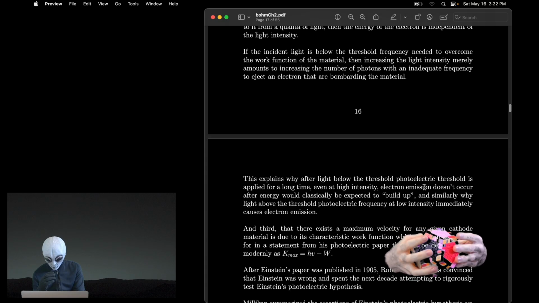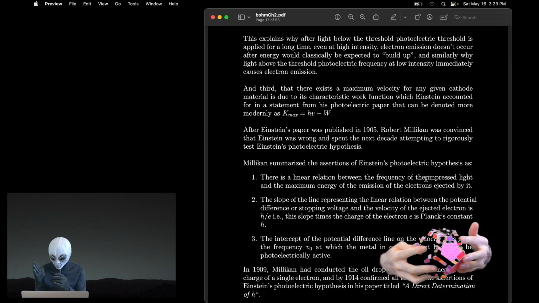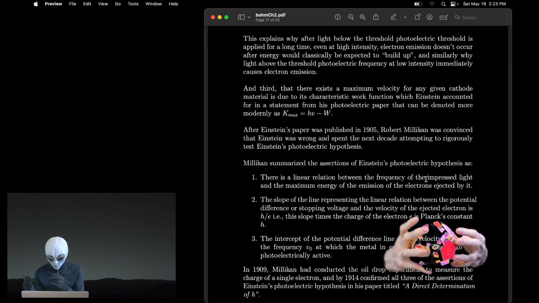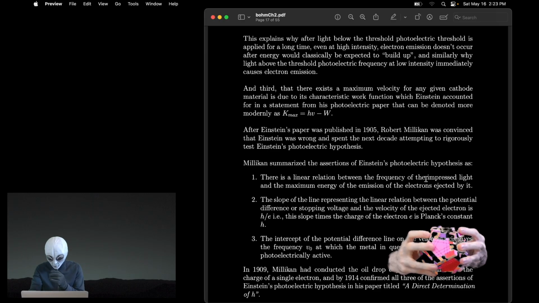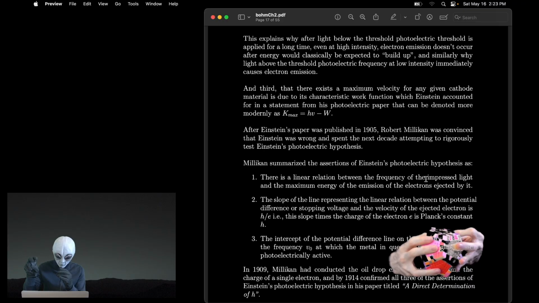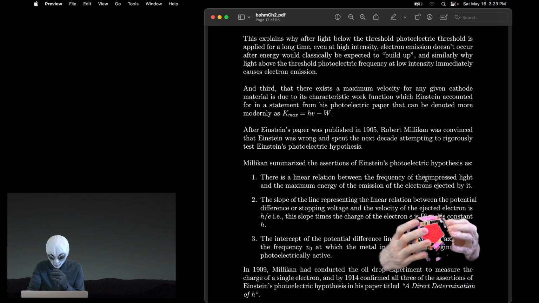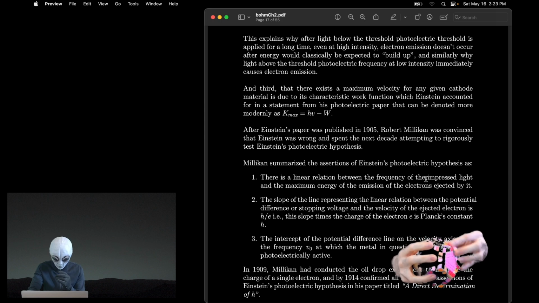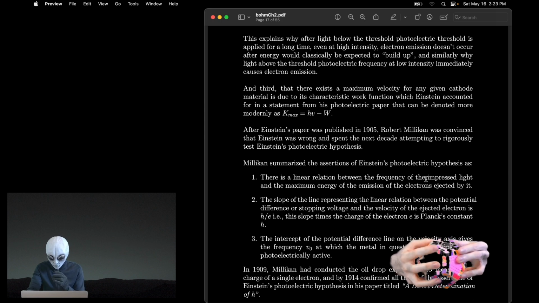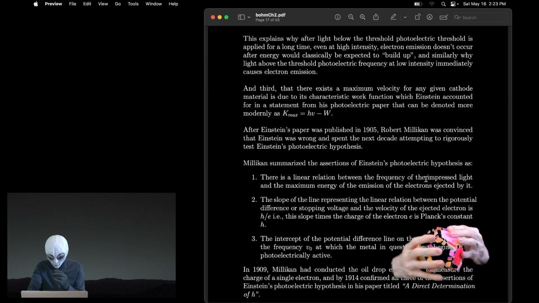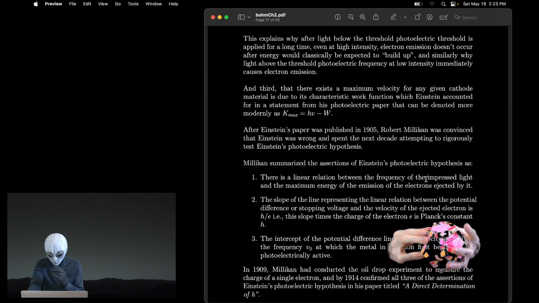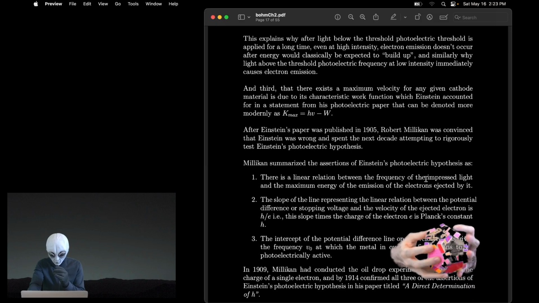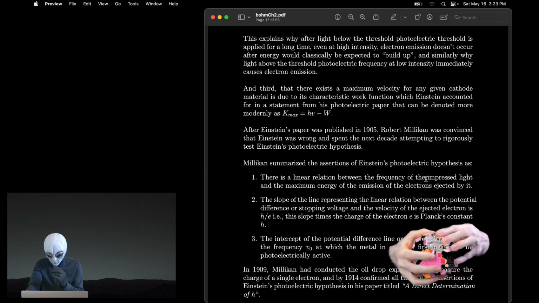that are bombarding the material. This explains why, after light below the photoelectric threshold is applied for a long time, even at high intensity, electron emission doesn't occur after energy would classically be expected to "build up," and similarly why light above the threshold photoelectric frequency at low intensity immediately causes electron emission. And third, that there exists a maximum velocity for any given cathode material is due to its characteristic work function, which Einstein accounted for in a statement from his photoelectric paper that can be denoted more modernly as capital Kmax equals hv minus capital W.